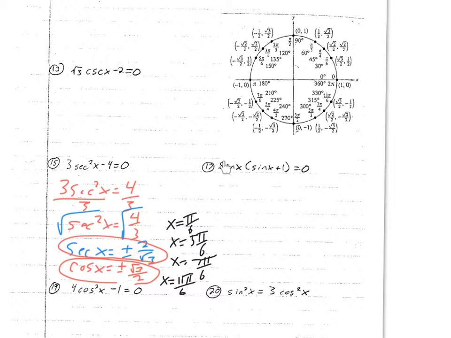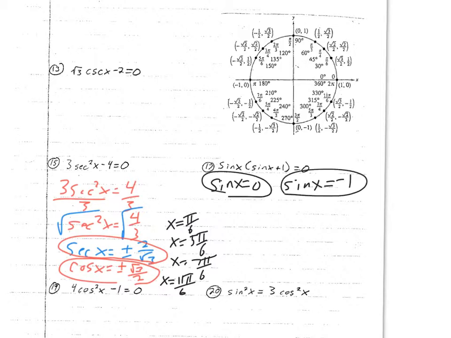Question number 17 is a little different. This one's already factored for us. So all I have to do is set each factor equal to 0 and write my zero products. So the first one is just going to be sine x equals 0. And then the second one would be sine x equals, remember when we look at this, we go the opposite of this value, so sine x would equal negative 1. So from here, this would be my first set of points that I would have.